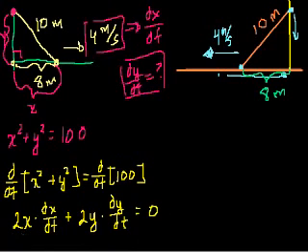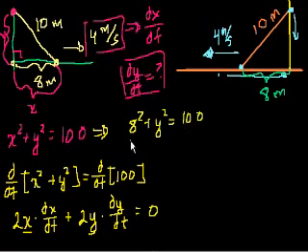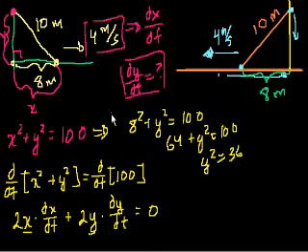And what do we know? We know x, right? At this point in time, x is 8 meters. We know the change of x with respect to time is 4 meters per second. Do we know y? Well, I think we do. When x is 8, what is y? Well, we could just use this formula right here. We have 8 squared plus y squared is equal to 100. So 64 plus y squared is equal to 100, or y squared is equal to 36. So y is plus or minus 6, but we know that we're only dealing with positive values, at least in this example. So y is equal to 6.